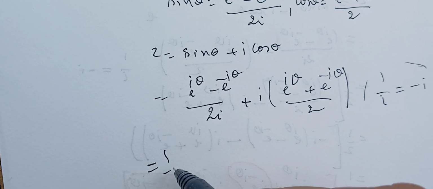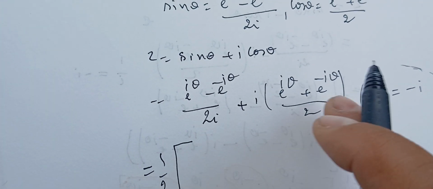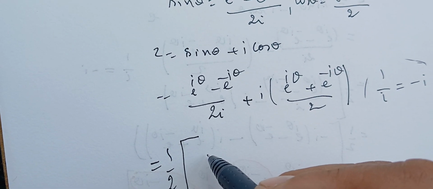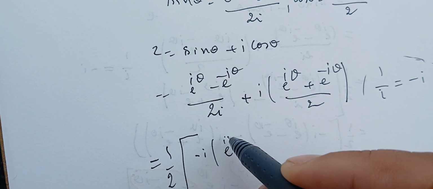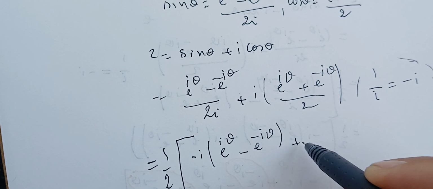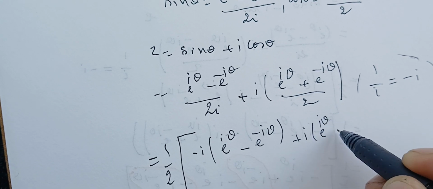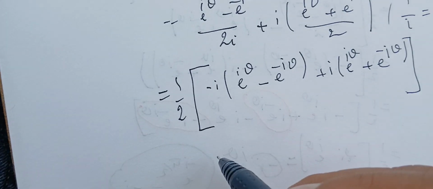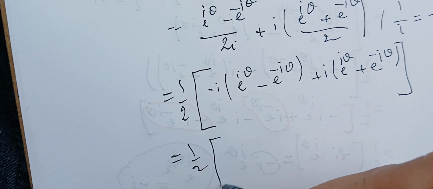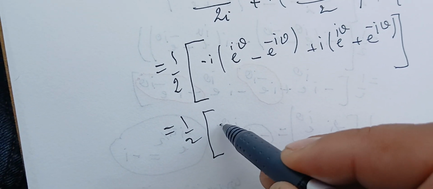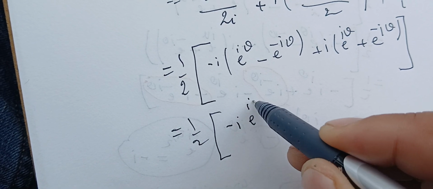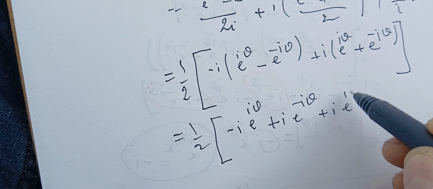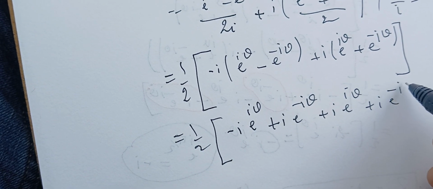So first we factor out 1/2, and we get rid of 1 over i, and let's just do one more step. It's minus i here, e to i theta minus e to minus i theta, plus i e to i theta plus e to minus i theta. Okay, so here 1/2, and let's express everything. So minus i e to i theta plus i e to minus i theta plus i e to i theta plus i e to minus i theta.